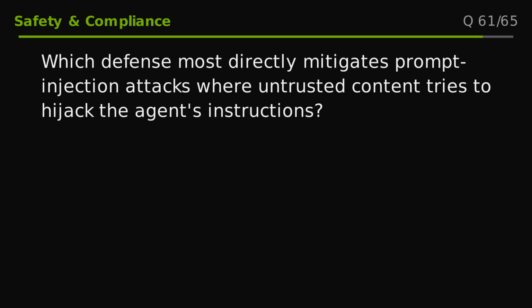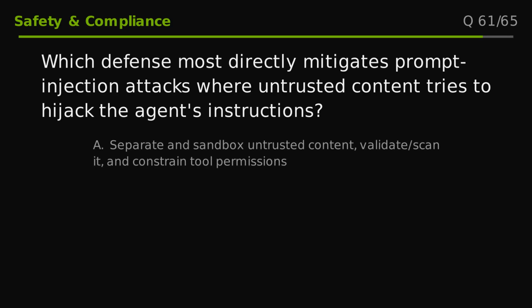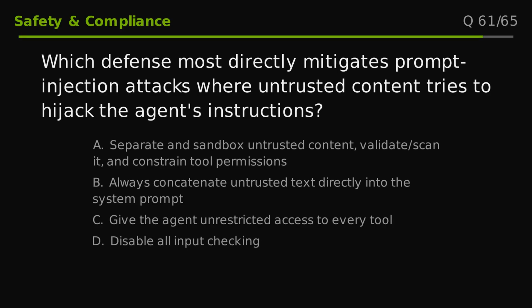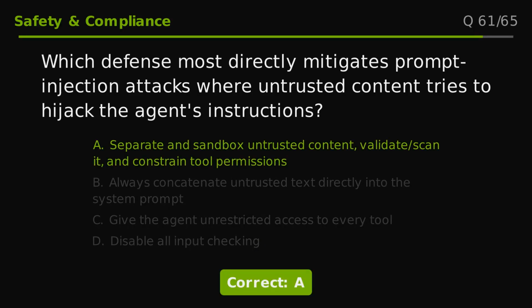Question 61. Which defense most directly mitigates prompt injection attacks, where untrusted content tries to hijack the agent's instructions? Option A: separate and sandbox untrusted content, validate or scan it, and constrain tool permissions. Option B: always concatenate untrusted text directly into the system prompt. Option C: give the agent unrestricted access to every tool. Option D: disable all input checking. The correct answer is A.